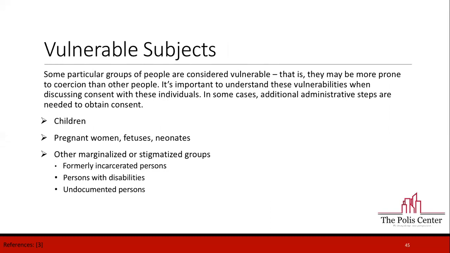Vulnerable subjects. These are groups of people who may be more prone to coercion than others. It's important to understand their vulnerabilities when discussing consent. And in some cases, administrative steps are needed to obtain that consent. These are three large groups of those individuals. I'll go through each in some more detail.